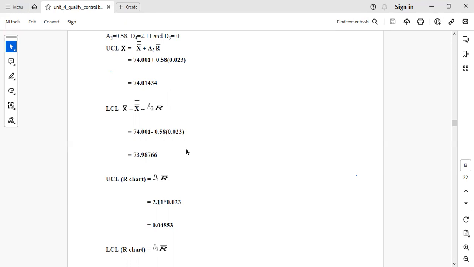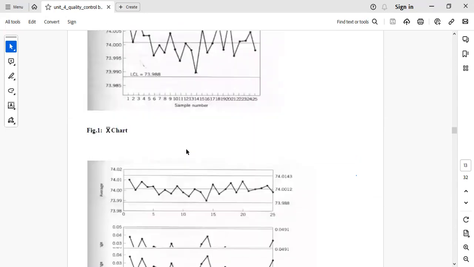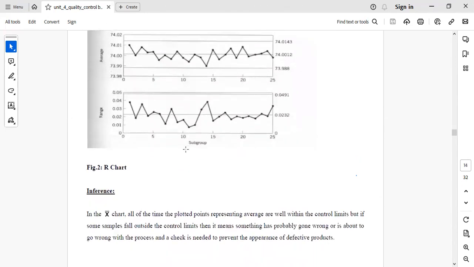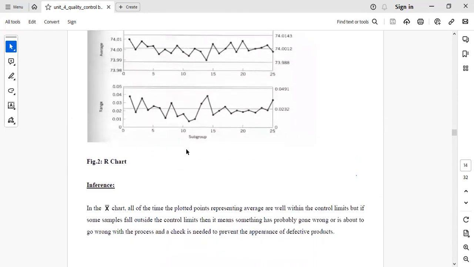Then now you can plot. So once you plot, you can now interpret that with respect to the information that you've gotten from your graphs. So like in this case, we can see in the X bar chart, all of the time, the plotted points representing the average are well within.